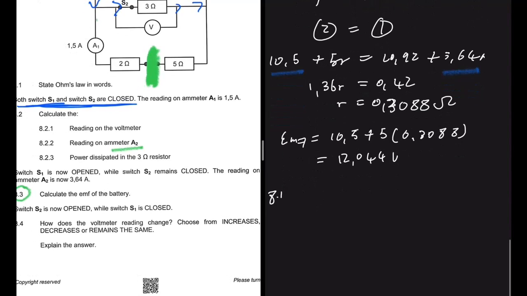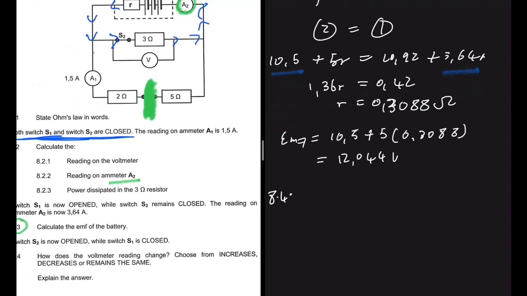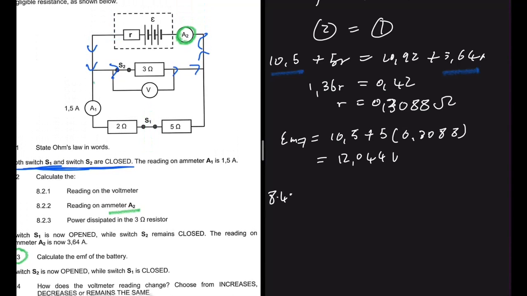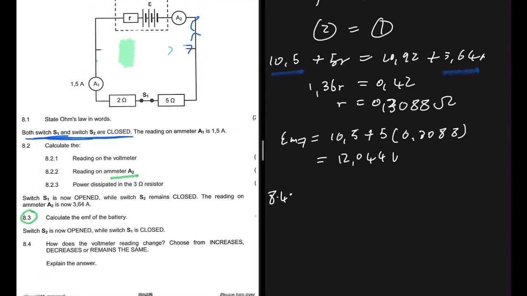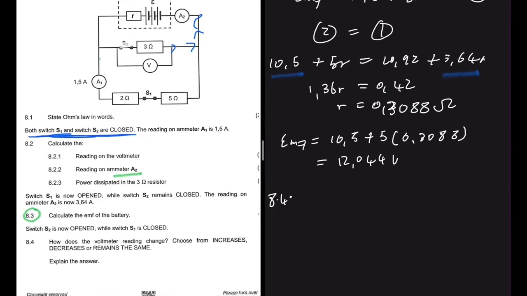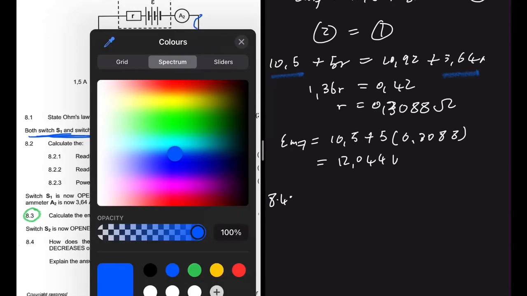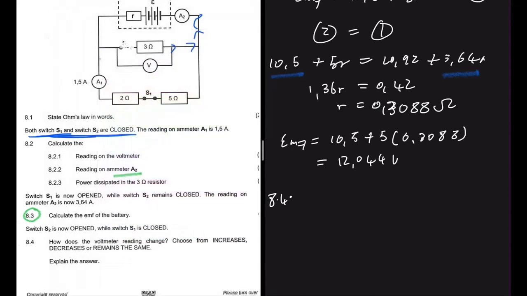So what is it saying? We have switch S2 now opened while switch S1 is closed. So let's go ahead and make that adjustment. S2 is now opened. The 3 ohm resistor is no longer taking part in our circuit. We can essentially just erase this. Actually, let's not erase it because now we cannot see our voltmeter. So let's just erase S2 alone. There we go.